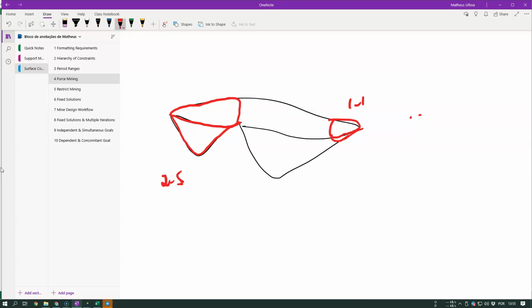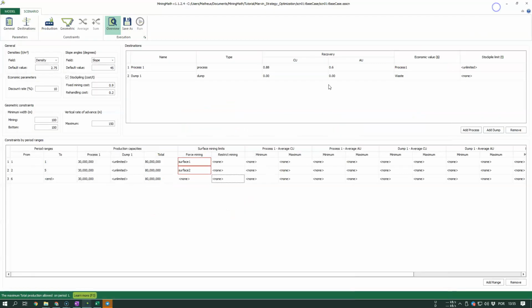I would also probably be forcing, maybe, I believe it's not needed, but I could also force this region from 2 to 5 just in case. In any case, this would be the formatting for this last example.